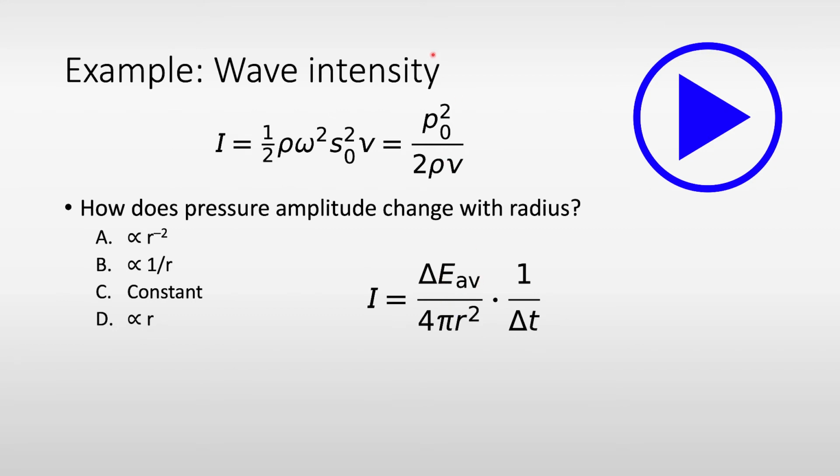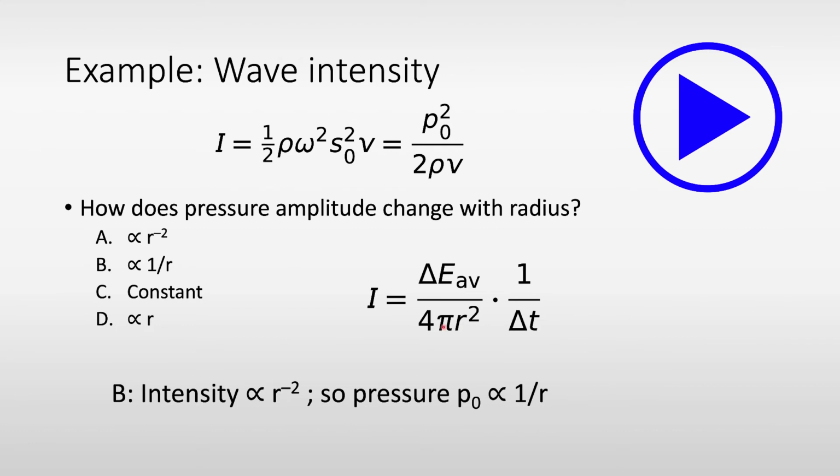So what this is telling us is that the square of the pressure is related to 1 over the square of the radius. This tells us that if the intensity has an inverse square relationship, then the pressure should have a straightforward inverse relationship. So the answer we're looking for here is B.